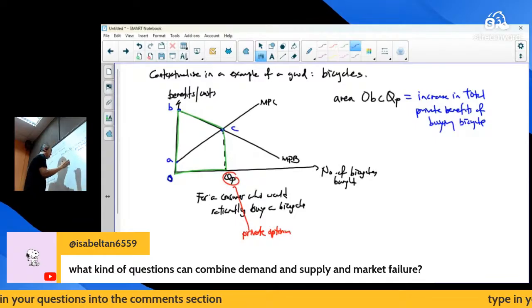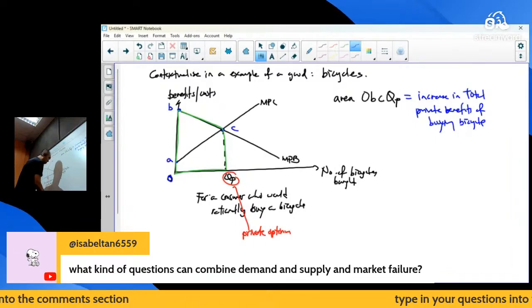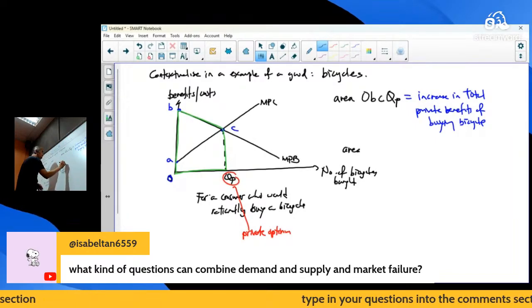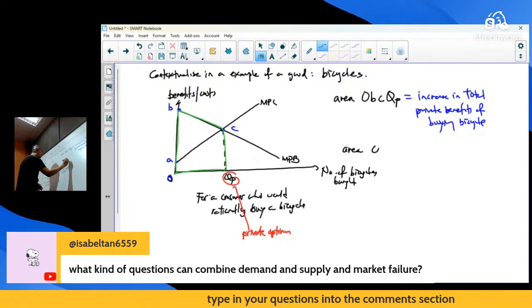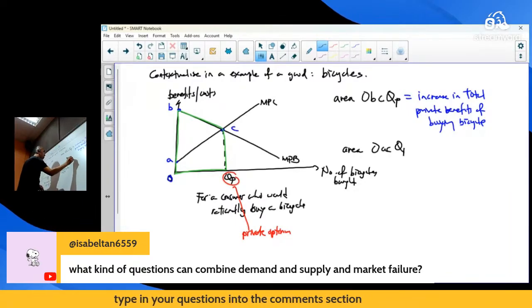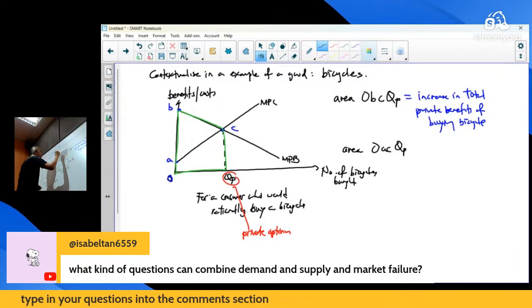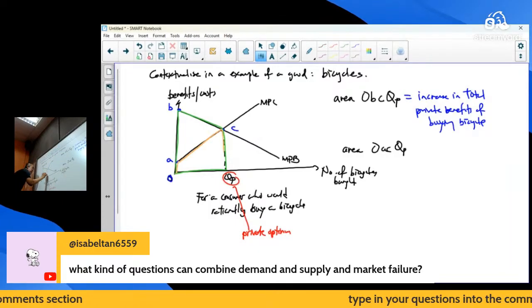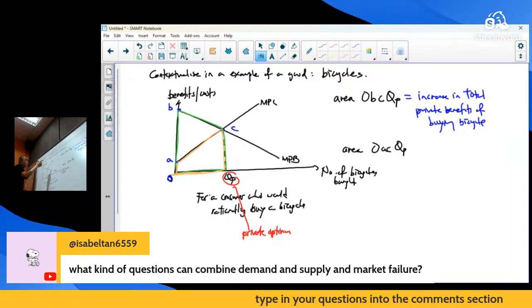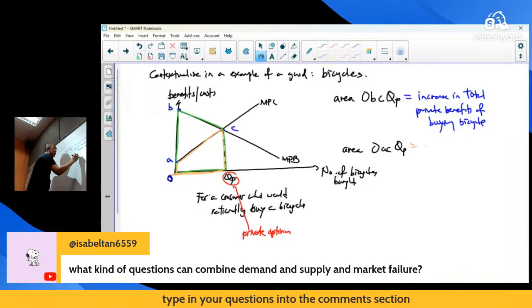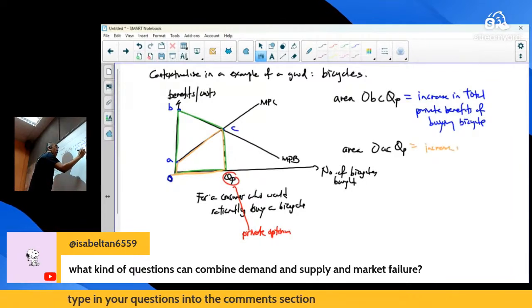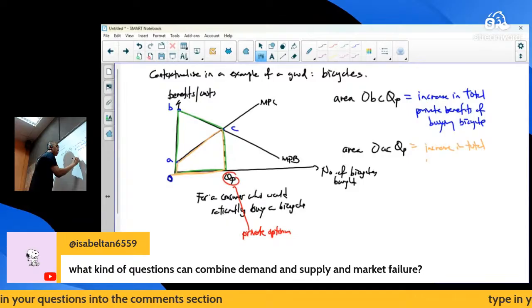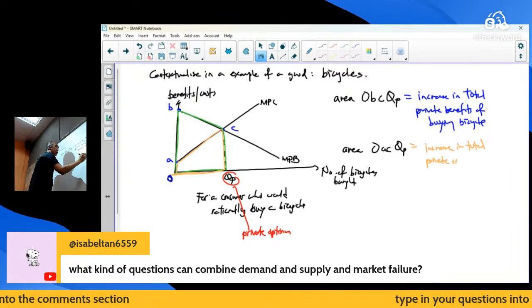Of buying a bicycle. Now you contrast this with area OACQP. So area OACQP would be this area here, this area under the MPC curve. This would be the increase in total private cost.